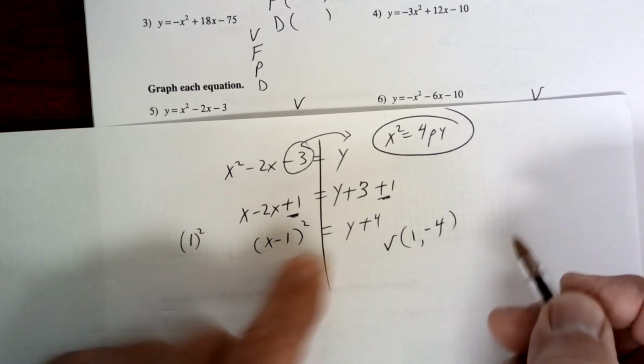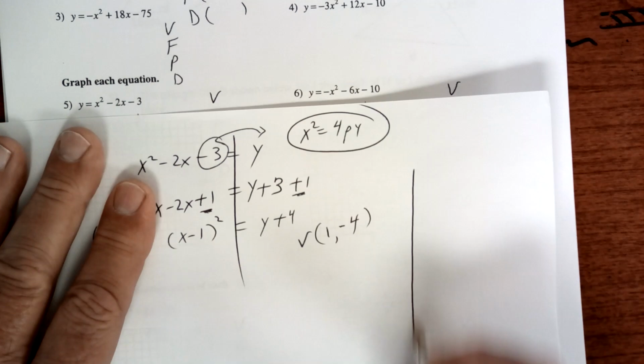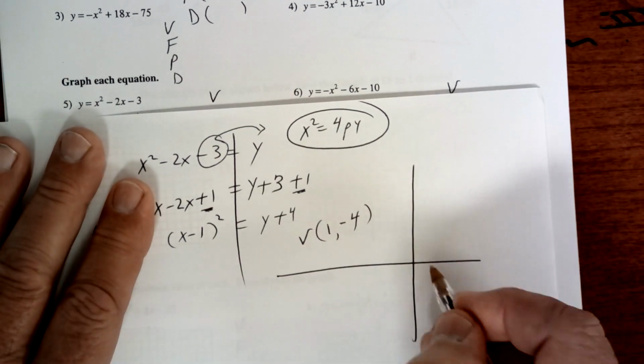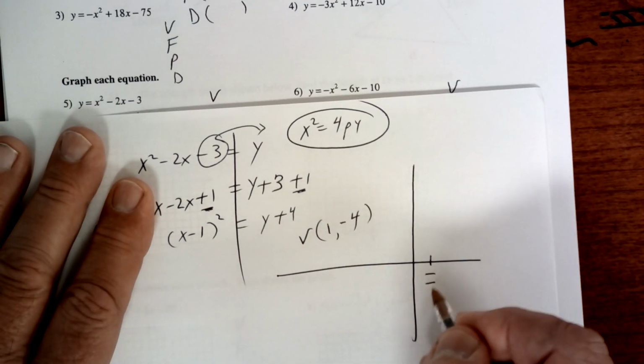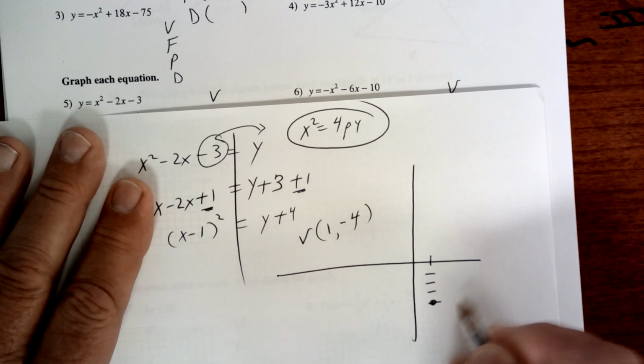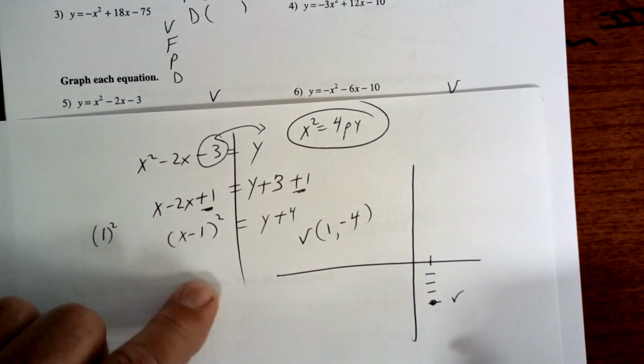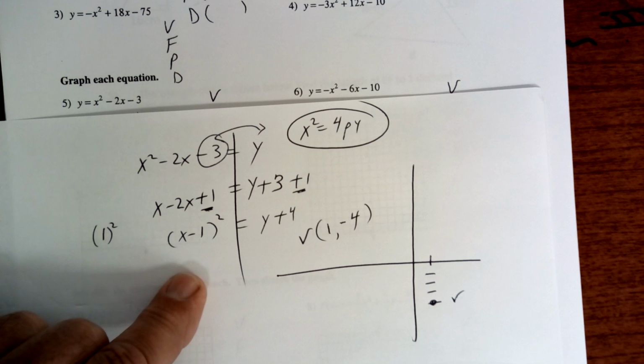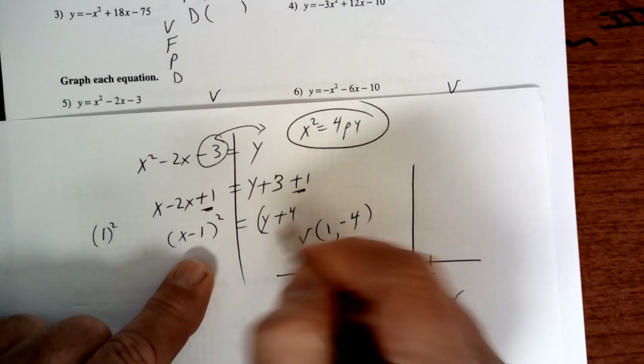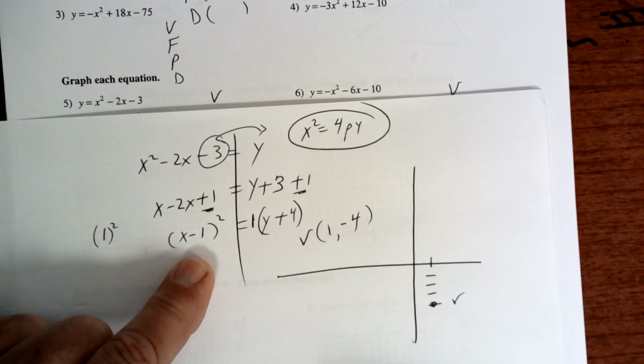So on your graph, go over 1 and then down 4. And put a dot. That's your vertex. Okay? Now let me think here a minute. There must be a 1 in front of here, and it's positive. So this thing should be going up.